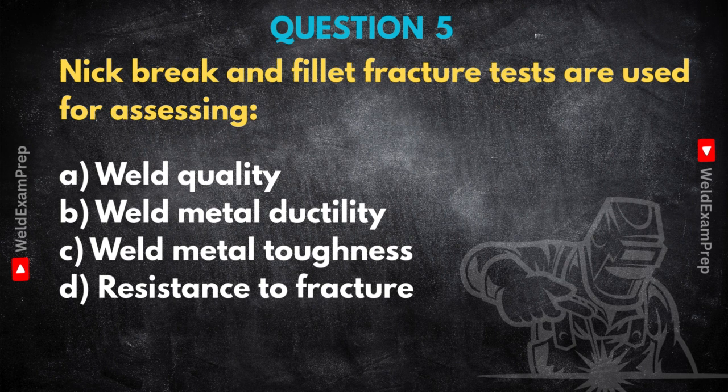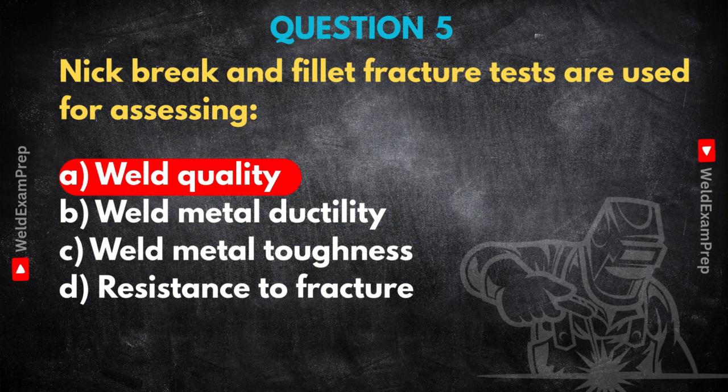Yes, they do sound a bit aggressive, don't they? But their purpose is very specific. The answer here is A, weld quality. Both these tests, nick break and fillet fracture, are types of destructive testing. Their main aim is to give you a quick, visual, macroscopic look at the overall integrity, basically the quality of a sample weld. They're designed specifically to reveal any significant internal flaws that you might not see just looking at the surface. Okay, so how do they work, roughly?